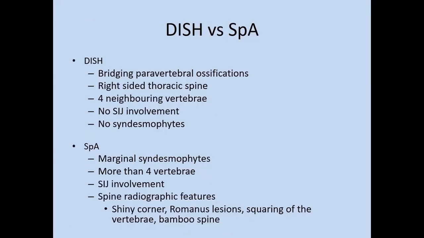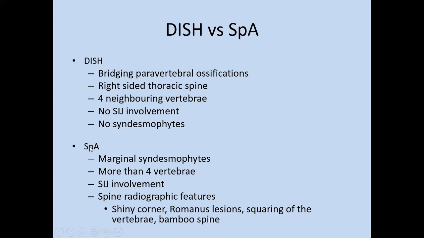So how do we differentiate DISH from SPA? DISH is the paravertebral ossification. They are normally right-sided for neighboring vertebrae. No sacroiliac joint involvement and no syndesmophytes.